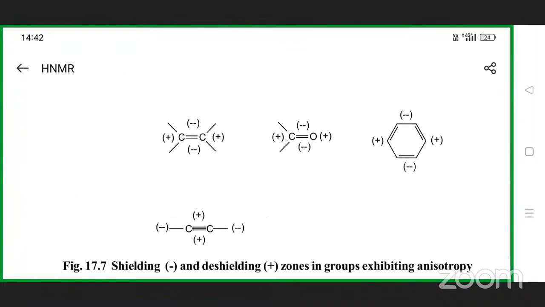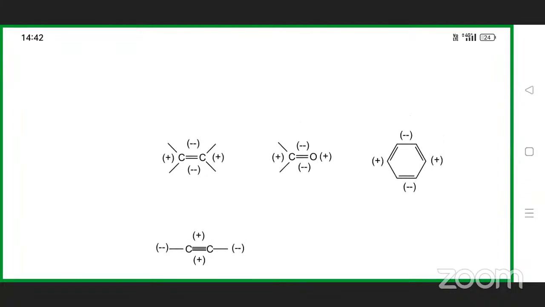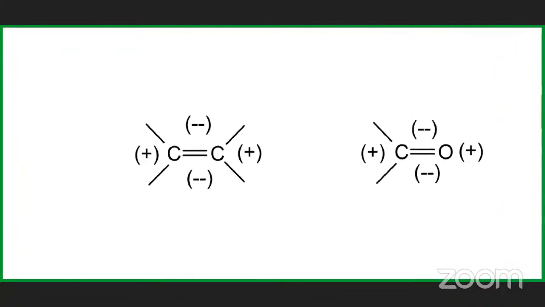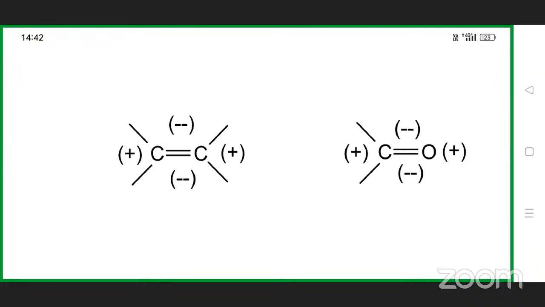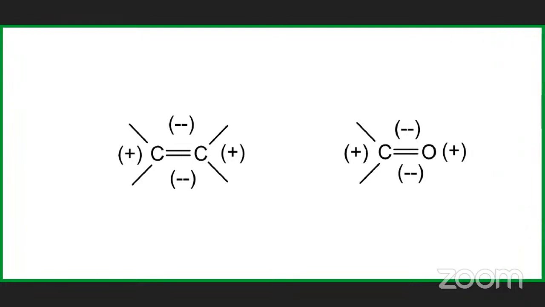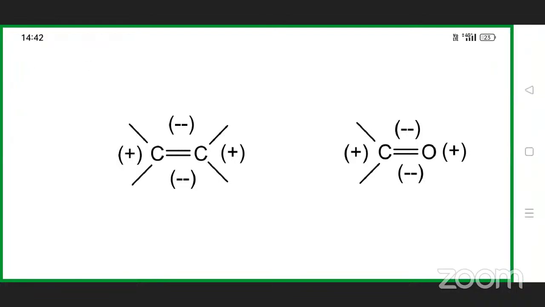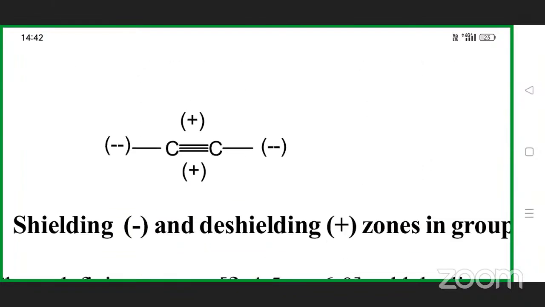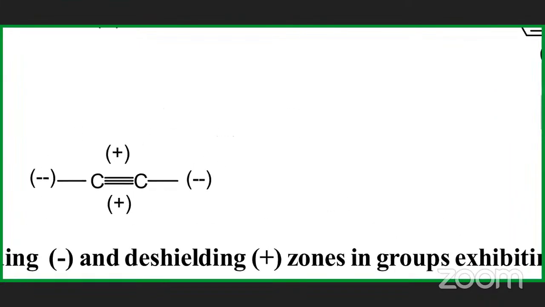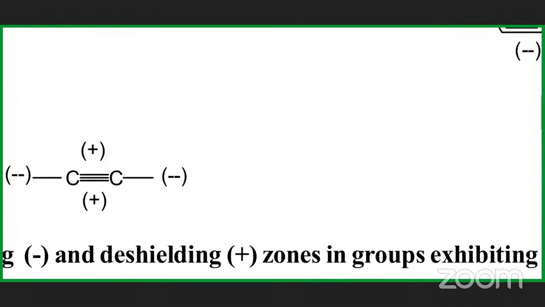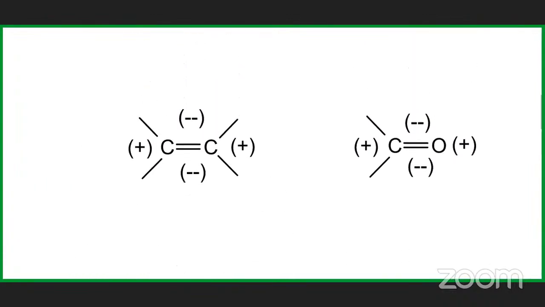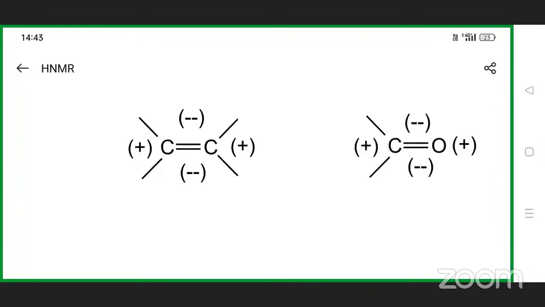Here you see the olefinic proton, right? So here is the olefinic bond. Here on these two sides is a plus and plus, and here is a minus and minus. So plus is the diamagnetic region, which we call the de-shielding region here, and minus is the paramagnetic region, which we call the shielded region here, right?